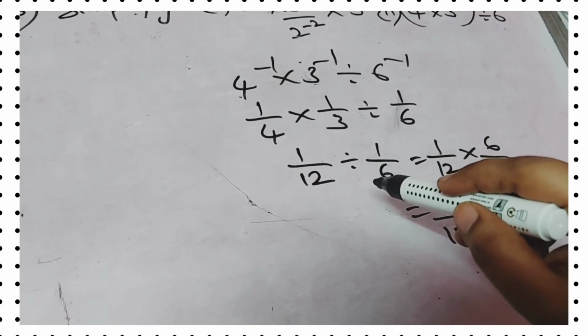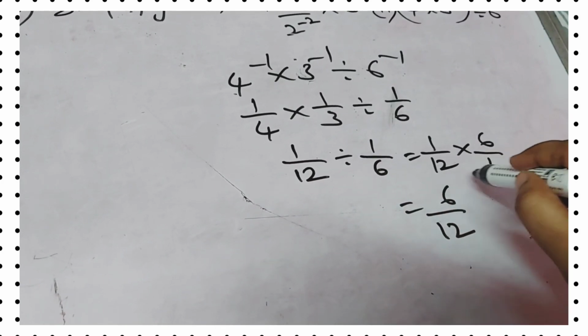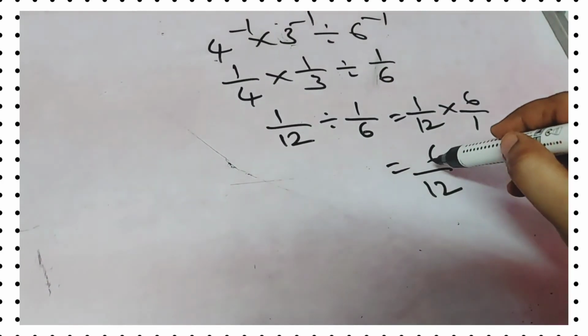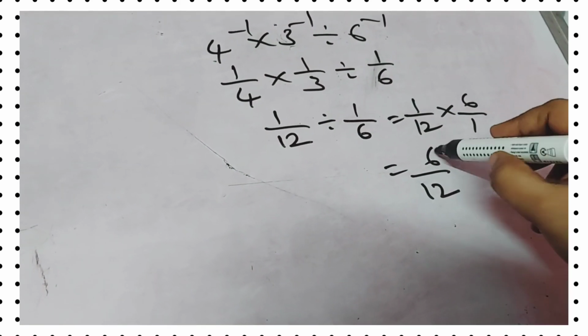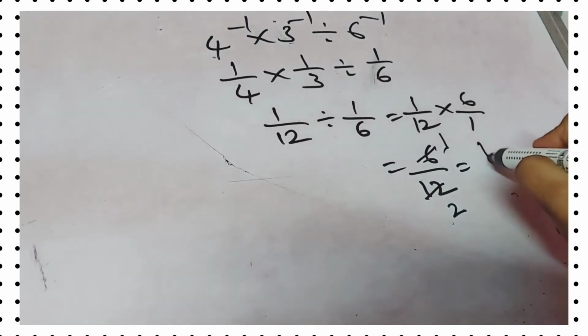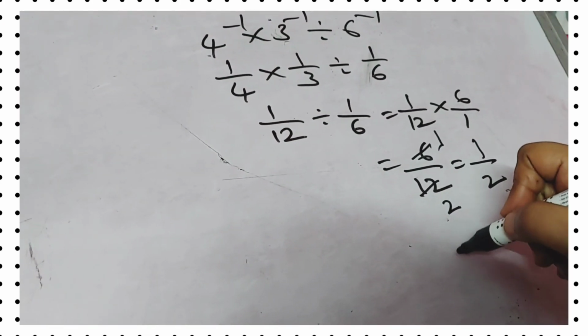Now what you have to do in the fraction for division, 1 by 12 into, again you have to take the reciprocal. Okay, 6 by 1 you have to write. 1 6 are 6, by 12 ones are 12. So now what you have to do, 6 ones are 6, 6 twos are 12. So the answer is here 1 by 2. Okay.